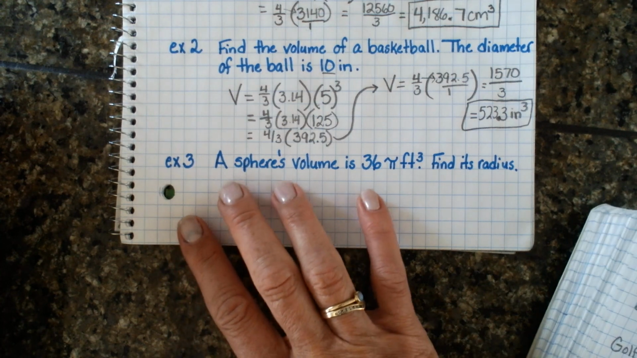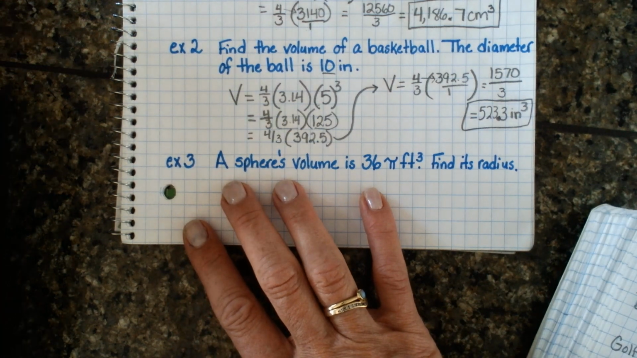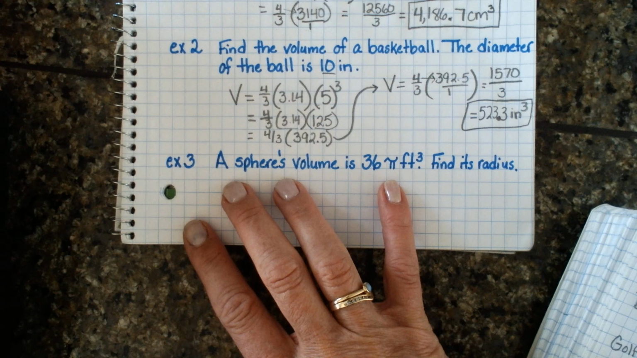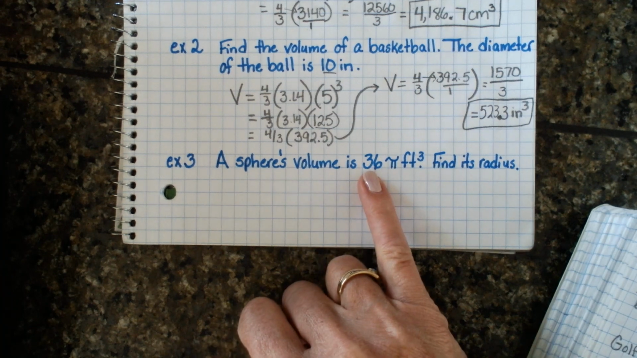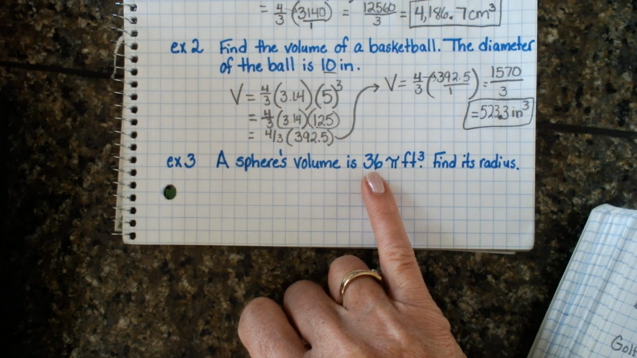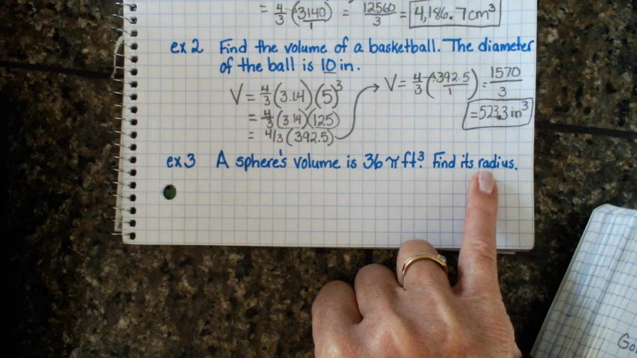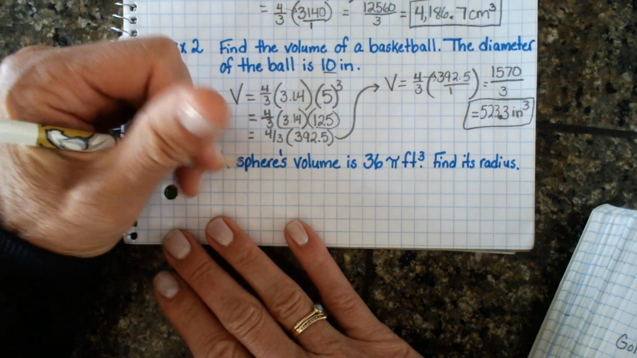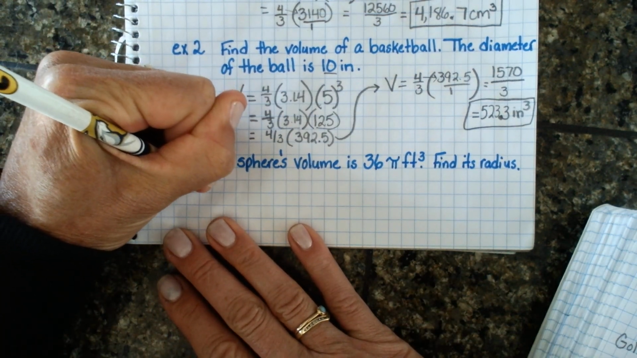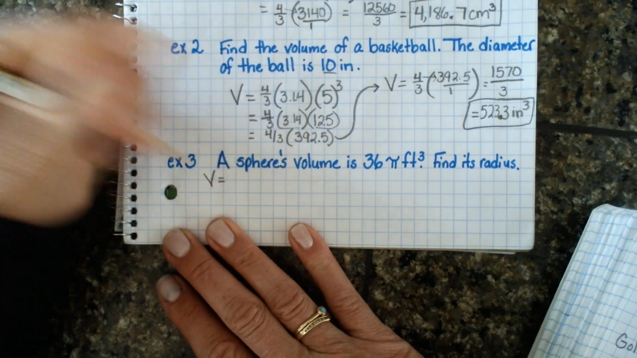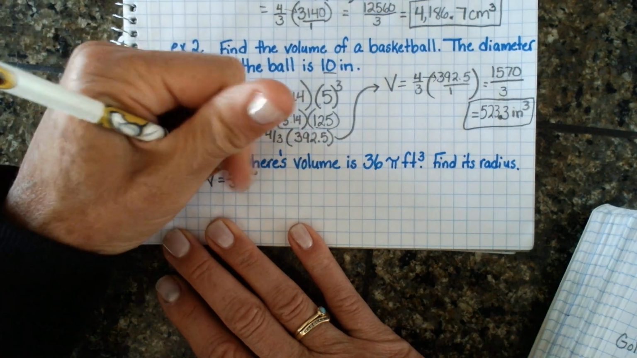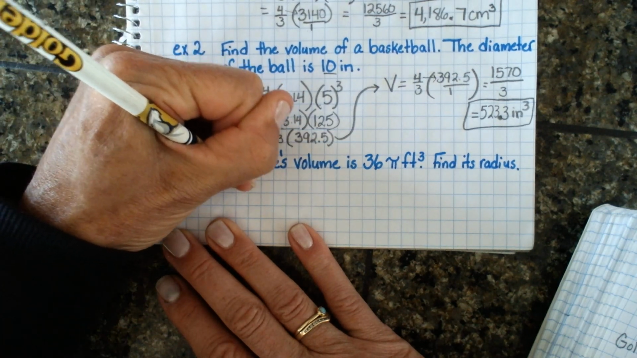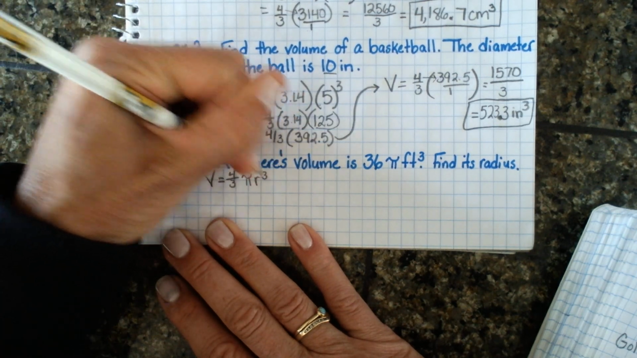Our last example is example 3, and it says a sphere's volume is 36 pi feet cubed. Find its radius. So this one is a little bit more of a challenge. They give us the volume. We have to use the formula and work through it to solve for the radius. So I'm going to start, just like I start all the other times, by writing the formula. Volume equals 4/3 times pi times the radius cubed.